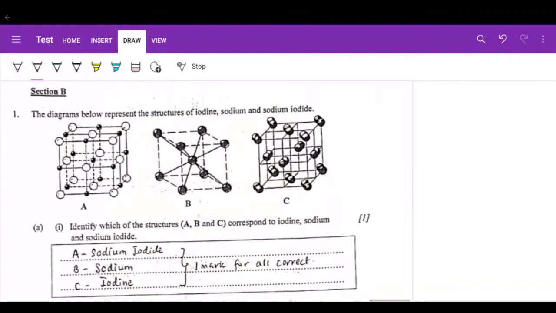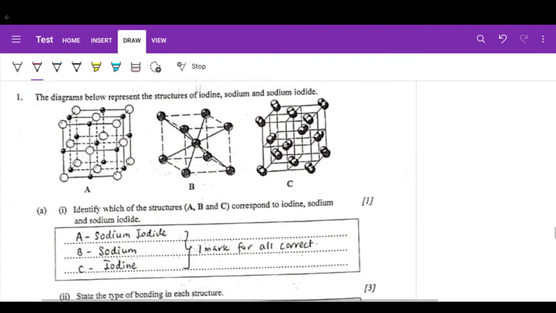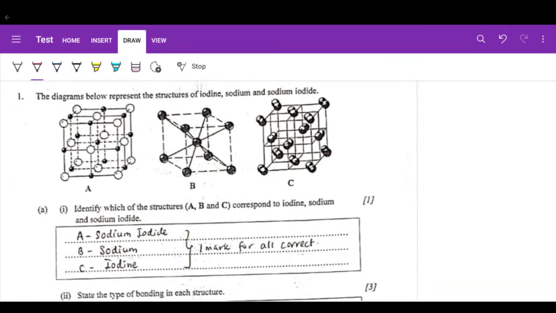Okay, the diagram below represents the structure of iodine, sodium and sodium iodide. So, 1A1: identify which structure A, B and C corresponds to iodine, sodium and sodium iodide. So the answer is A is sodium iodide, B is sodium and C is iodine.